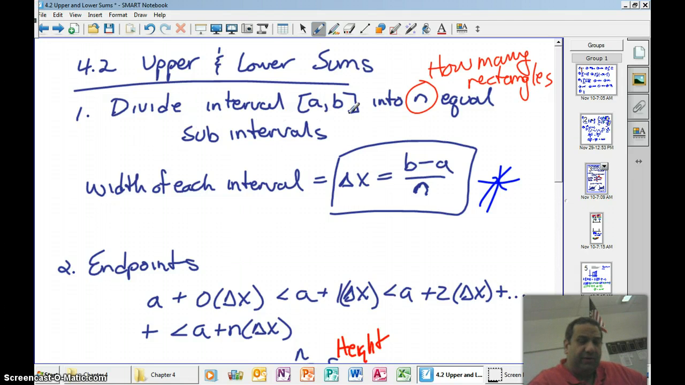We're going to divide the subinterval into n equal subintervals. That means how many rectangles we're going to divide it in. Now, the width of each rectangle is going to be a formula, and one that you have to figure out. It's b minus a over n. So that'll get you the delta x's, or how wide the rectangles are.